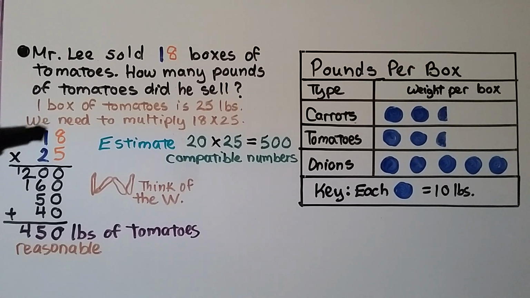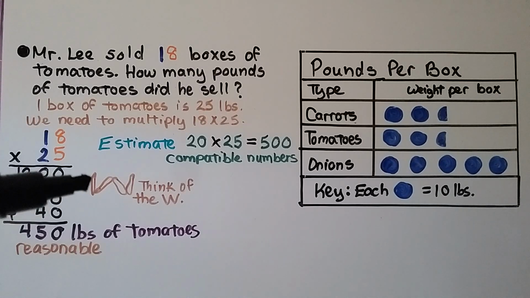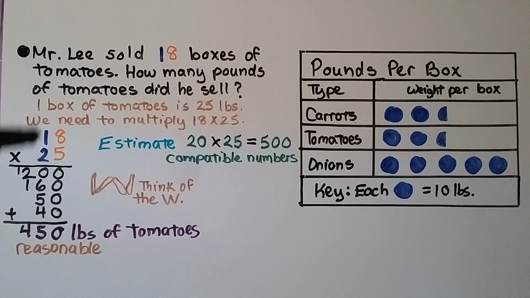We need to multiply 18 times 25. We think of the W, so we start here. 20 times 10 is 200. Then we do 20 times 8, which is 160. Then we do 5 times 10, which is 50. Then 5 times 8, which is 40. We add them up. We have a 0 in the ones place.